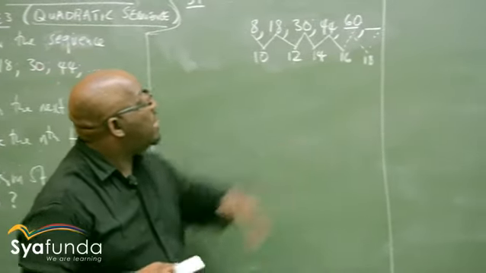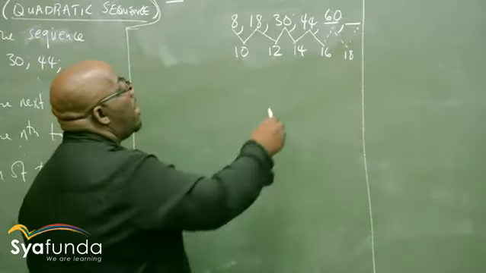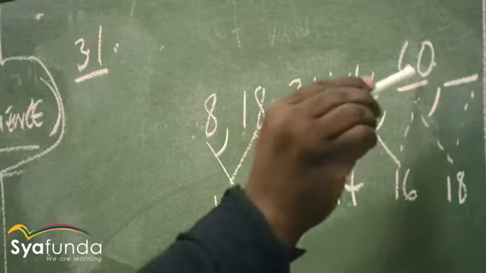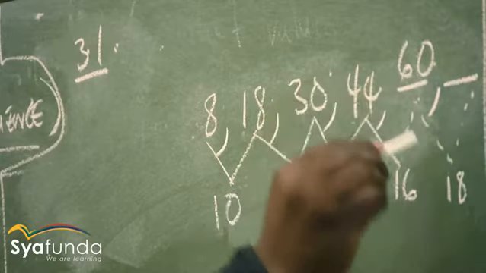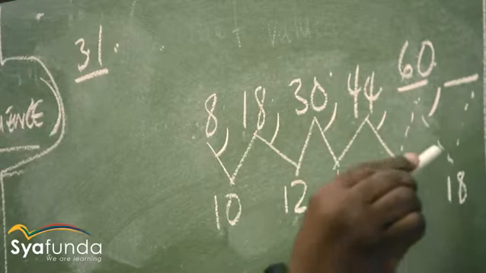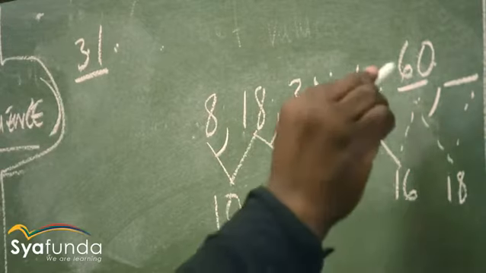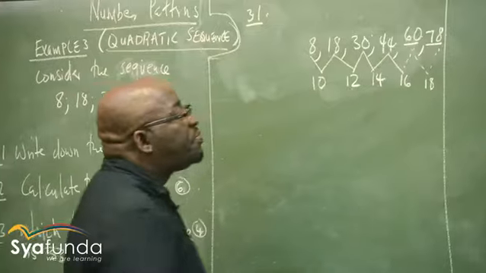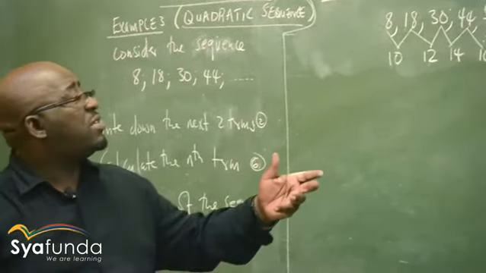What will be the other one? How do we find it? Remember, how do we find this other term? We said 44 plus 16 gave us 60. So 60 plus 18 will give us the next term. So what is 60 plus 18? 6 plus 1 will be 7, and this one will be 8. So it will be 78. Remember, that's how we find the next two terms.